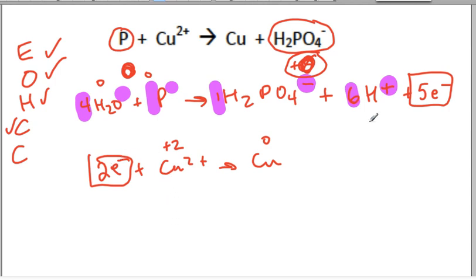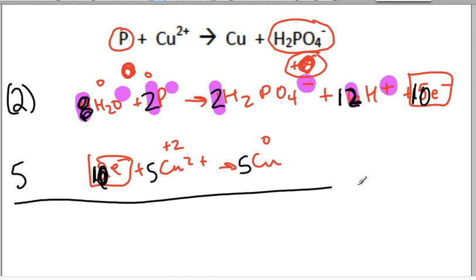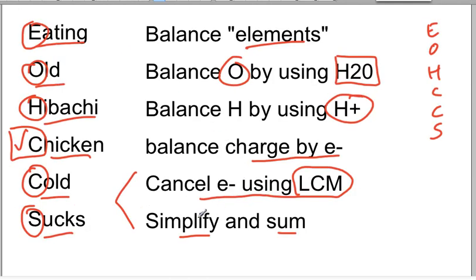So notice I have 2 and 5, they don't cancel. So what am I going to do? That's where I'm going to bust out the little multiplier. In this case, I'm going to multiply by 2 to this one because the lowest common multiplier is 10, and this one is 5. So when I multiply this by 2, this is going to be 8, 2, 2, 12, and 10. This is going to be 10. 5 and 5. The next step is I have to simplify.